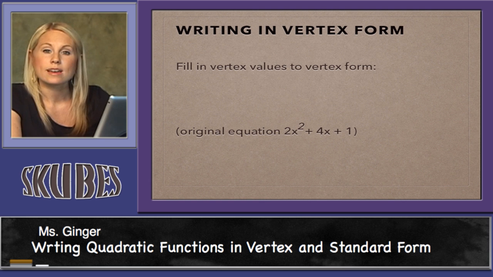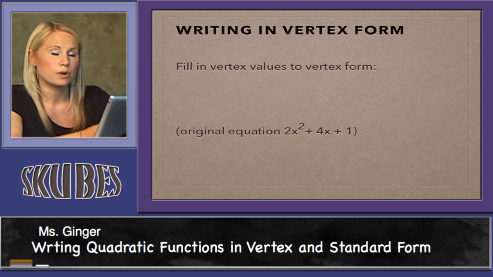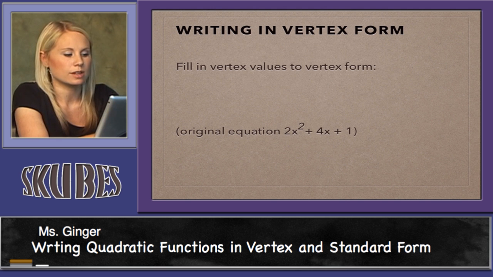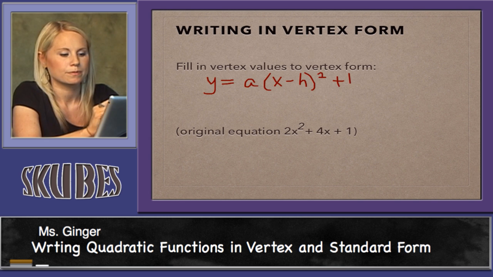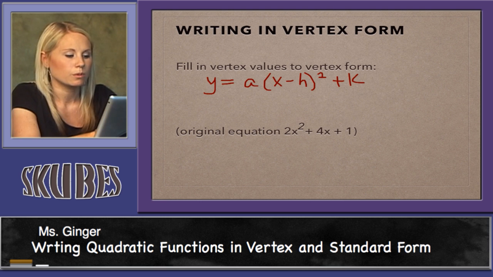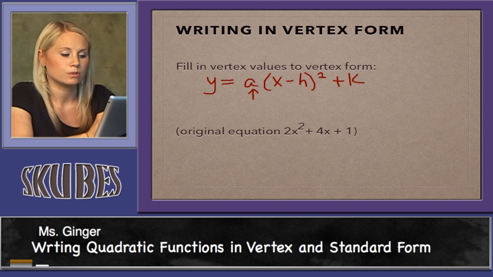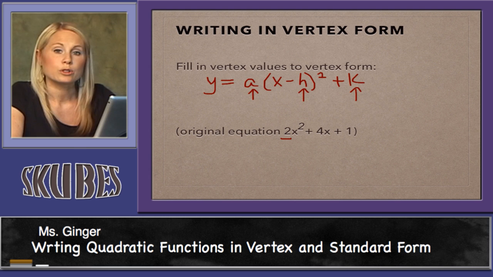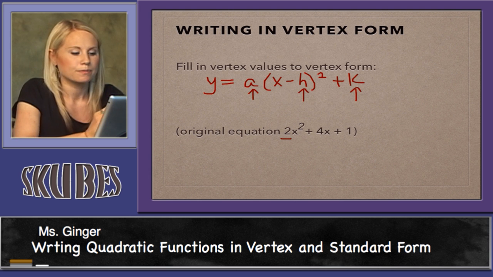So we now need to plug that into vertex form because this process was us changing from standard form to vertex form. So this is our last step. Here is vertex form again, so we can remember what that looks like. y equals a times x minus h squared plus k. So we have 3 things to put in here. We want to put in our a value from the original equation, which is 2. And we want to put in our h and our k, which were both negative 1 in this case.